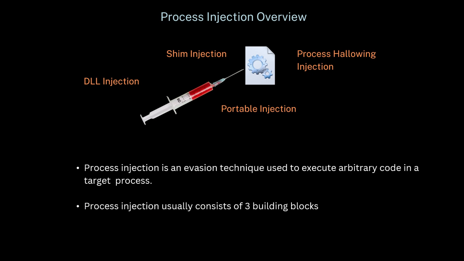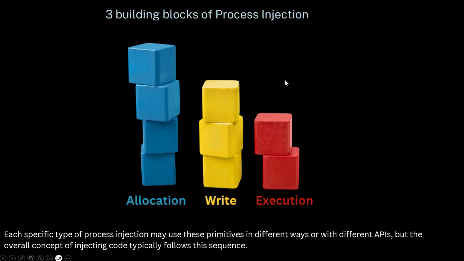And there are different types of process injection like shim injection, portable injection, DLL injection. DLL injection, we will discuss in our part 4 with an example of QakBot. Process hollowing is also one type of process injection technique.